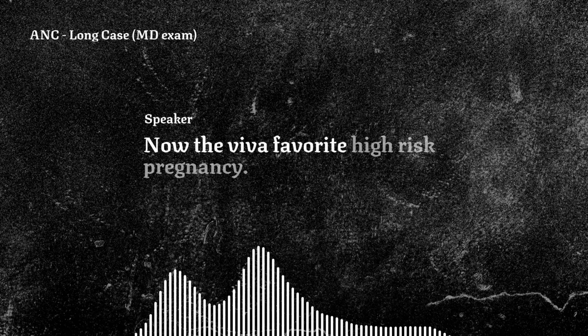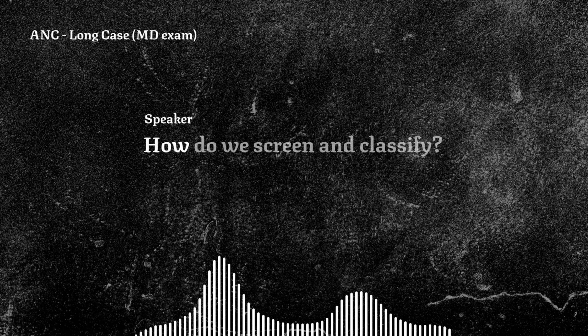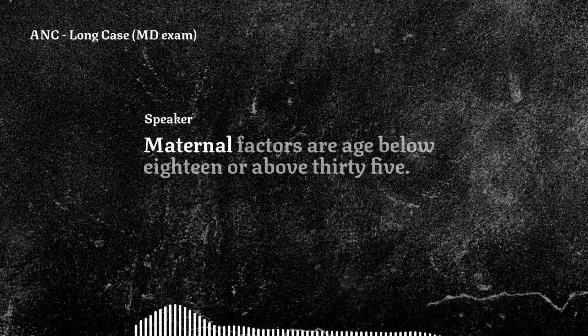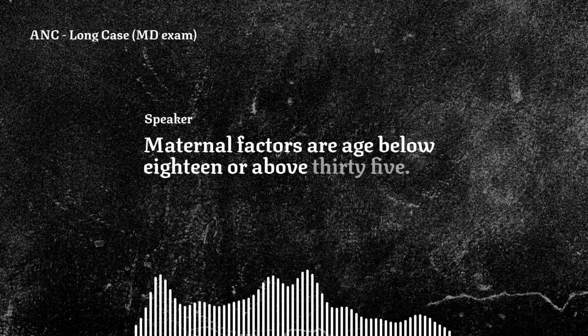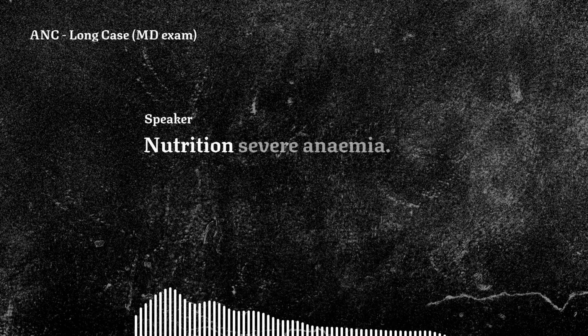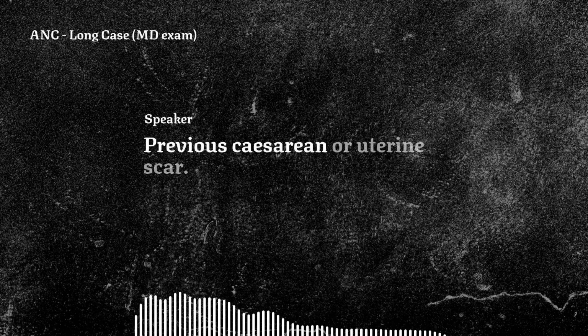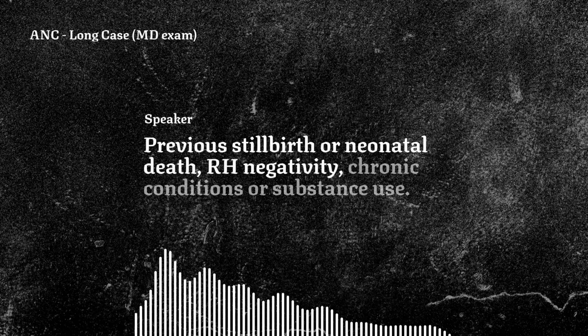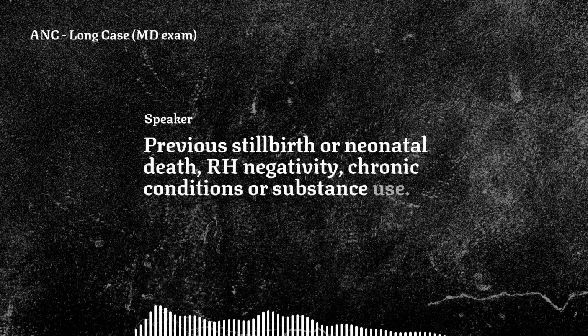Now, the Viva favorite, high-risk pregnancy. How do we screen and classify? Use a risk approach at every contact. Maternal factors are age below 18 or above 35, height below 145 centimeters, under or over nutrition, severe anemia, previous cesarean or uterine scar, previous stillbirth or neonatal death, Rh negativity, chronic conditions or substance use.